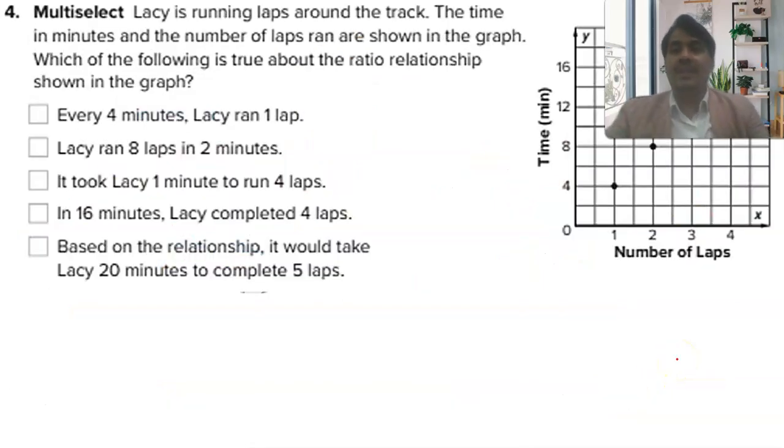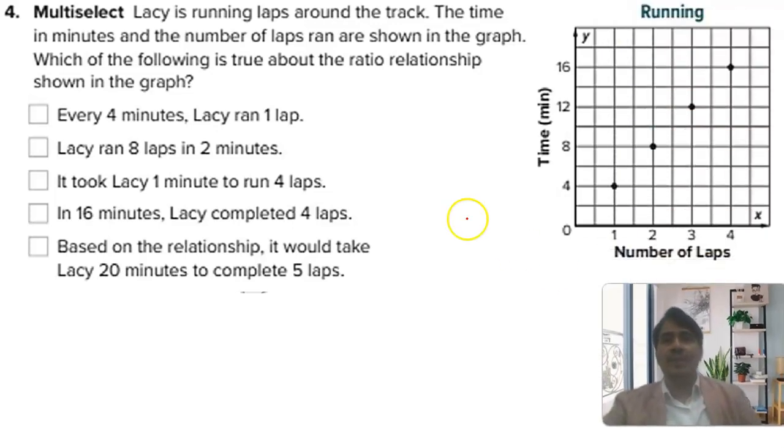Okay, let's see the next one. Lucy is running laps around the track. The time in minutes and the number of laps run are shown in the graph. Which of the following is true about the ratio relationship shown in the graph?